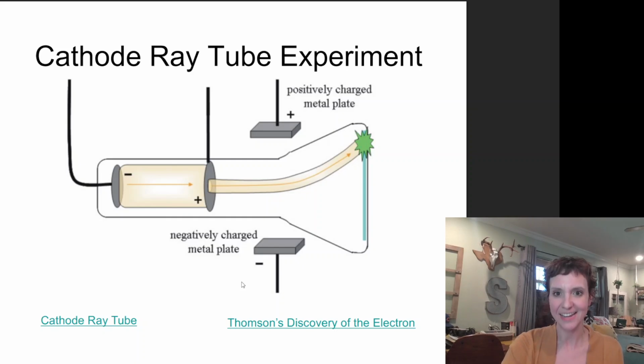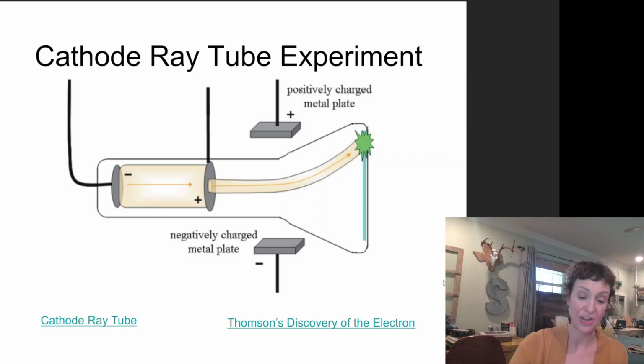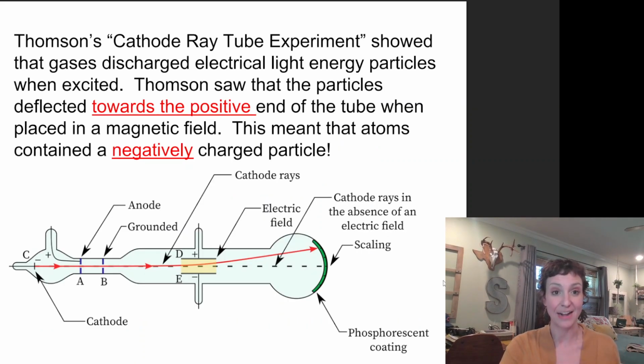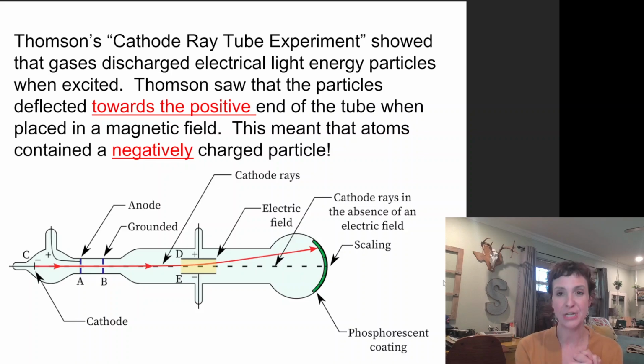So with that, he concluded that, oh my goodness, there must be something negatively charged going on inside of that atom. So Thomson's cathode ray tube experiment showed that gases discharged electrical energy, light particles, when they were excited. Thomson saw that these particles deflected towards the positive end of the tube when they were placed in that magnetic field. This meant that atoms contained a negatively charged particle.